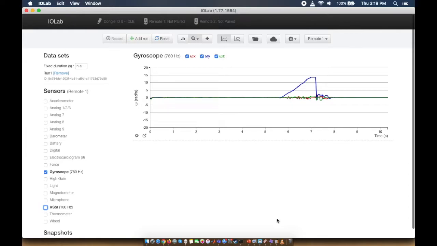So we have collected data for omega about the x, y, and z axes, and you will notice that the data for the rotation about the x and the z axes are actually consistent with 0, and we don't really require them, so we can remove those two data sets. We're merely interested in rotational velocity about the y axis. So that is this blue line.